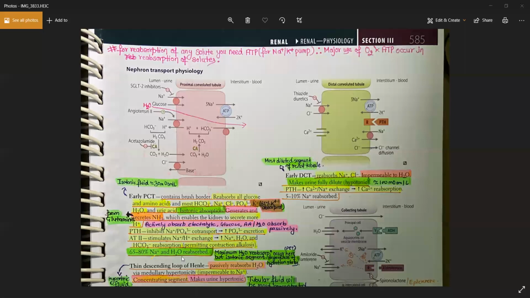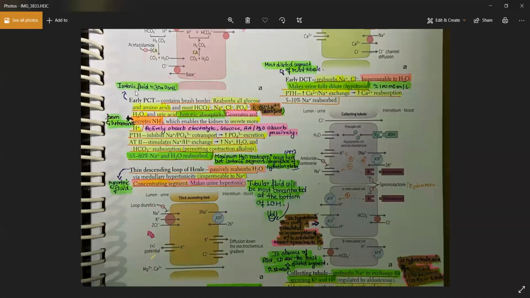Loop of Henle. So we are done with the PCT, and I told you the majority of the reabsorption of solutes always occurs in the PCT. Whenever a Step 1 question gives you a scenario of hyperkalemia, or maybe a dehydration case, and asks where the maximum reabsorption of water occurs in case of dehydration, don't get confused and don't choose the collecting tubule.